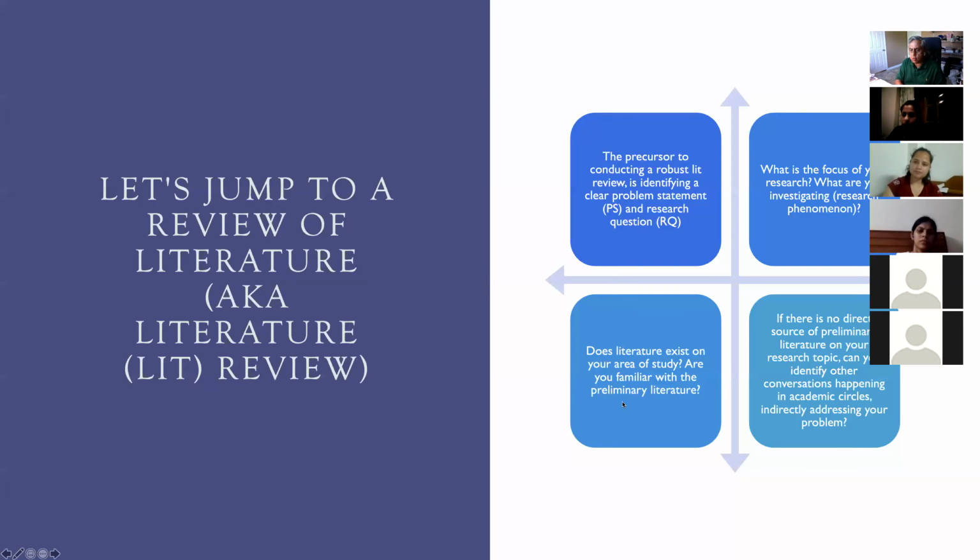Does literature exist on your area of study? Okay, so you have this research problem, you have research phenomena. Is there enough literature on this area? How do you find that out? Now you are going into the literature review and seeing what is available out there. Who has written about it? What are the theories that have been propagated about it? Who are the authors? What journal articles are writing about that?